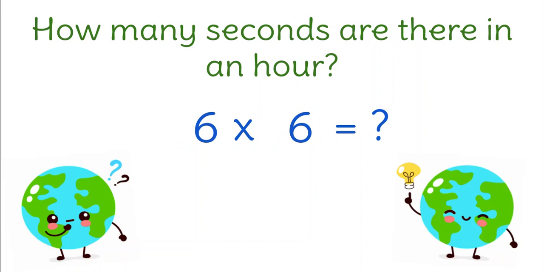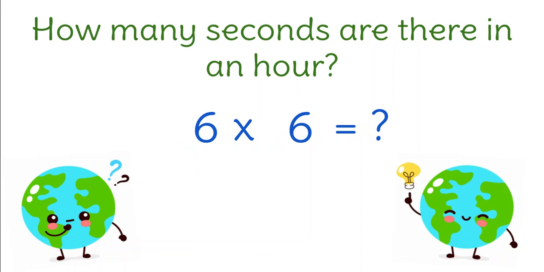Why don't you try and work it out now? Well done if you know your 6 times tables. But if I didn't know them, how else could I work it out? Well, I know that I can count up in fives. So why don't I count up in fives 6 times? 5, 10, 15, 20, 25, 30. So 6 lots of 5 is 30.